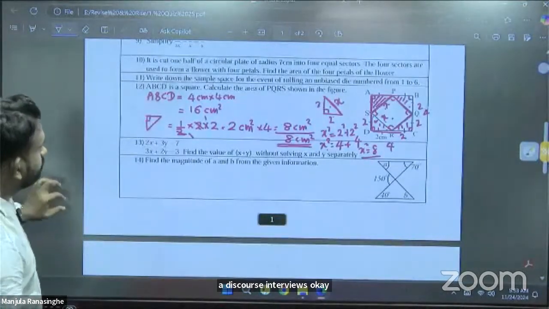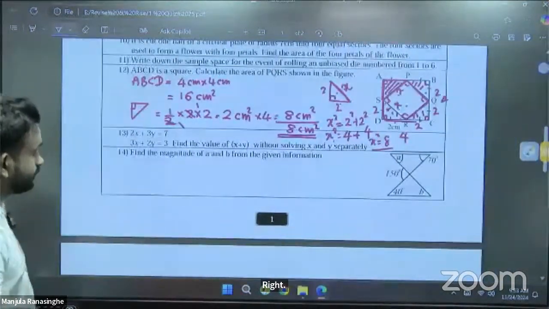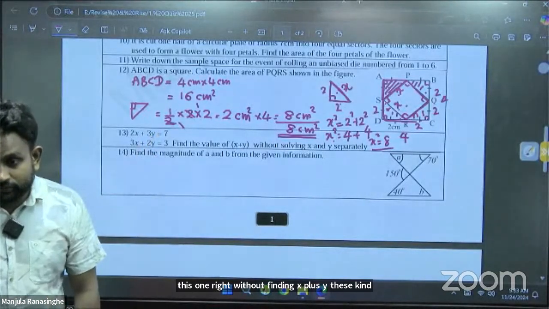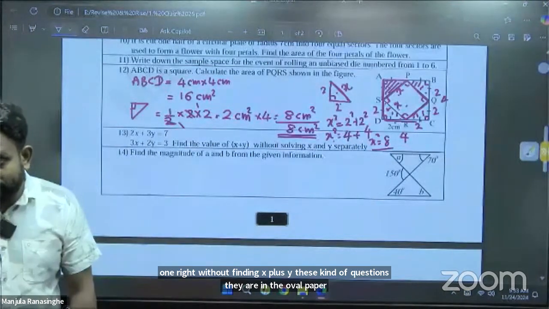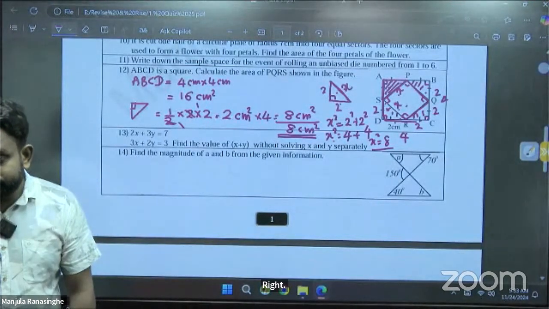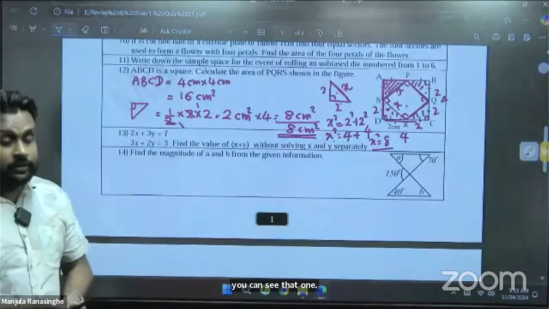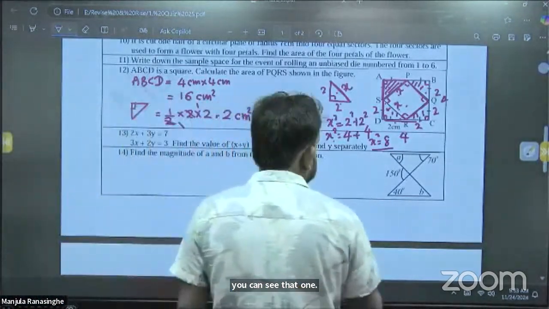This one, without finding x plus y, this kind of question appears in the O-level paper, right? You can see that one. In the O-level paper, right? Now we will check that one.